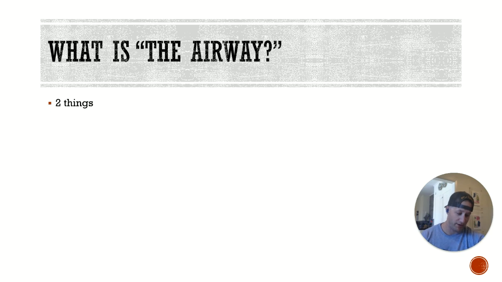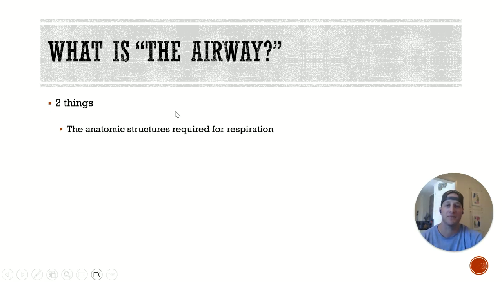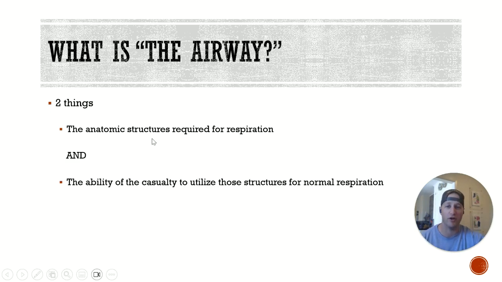All right, what is the airway? What does that actually mean? People say, oh, go assess the airway. What is that thing? It's two things. It's one, the anatomic structures required for respiration: my face holes, my neck stuff, and my lung stuff. The physical things are part of the airway. The other part of the airway is this more nebulous concept, which is the ability of the person to breathe. How is their breathing? The effort of their breathing? Are they in distress? Do they have poor effort? The ability of the casualty to utilize those physical structures for normal respiration. That is an all-encompassing thing about the airway.